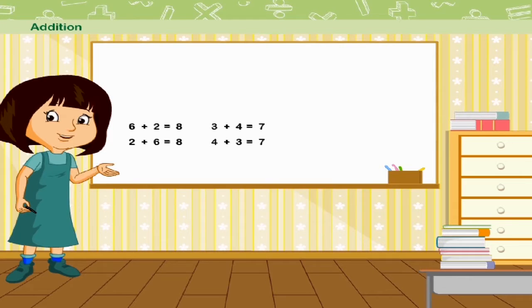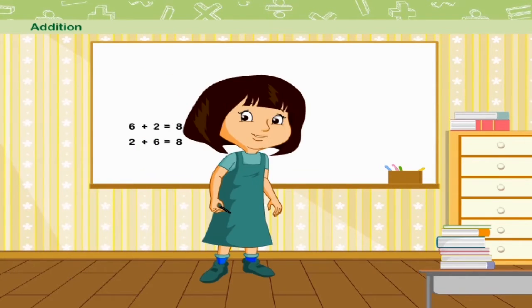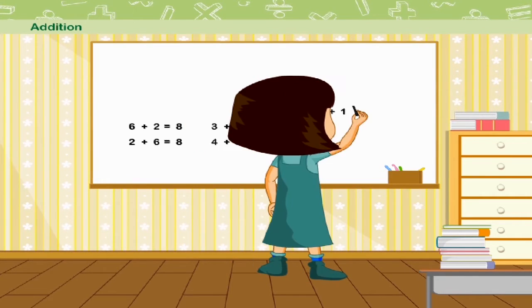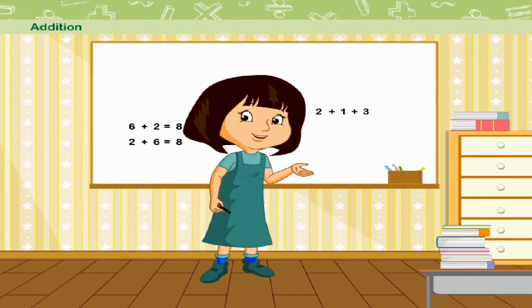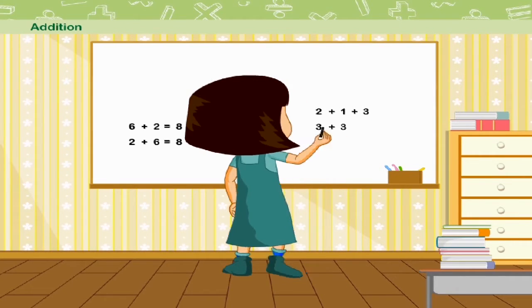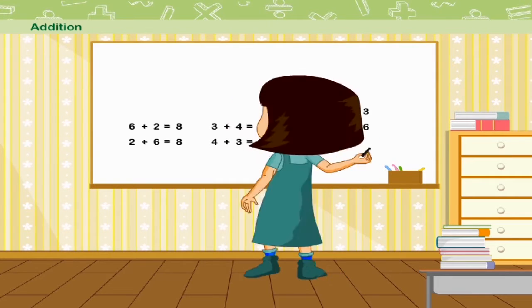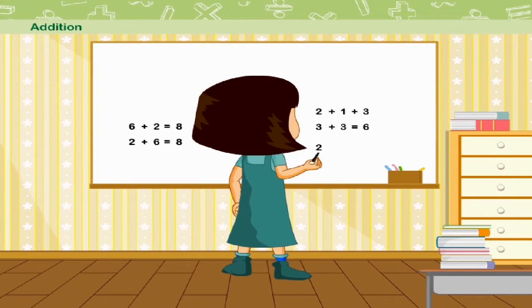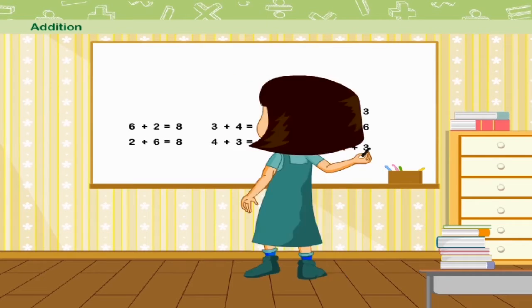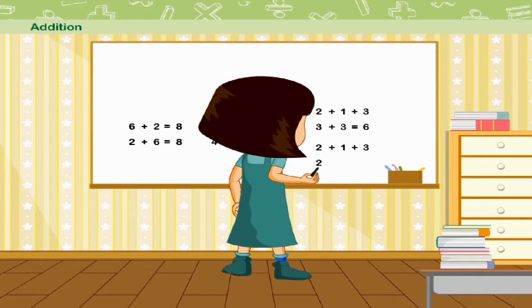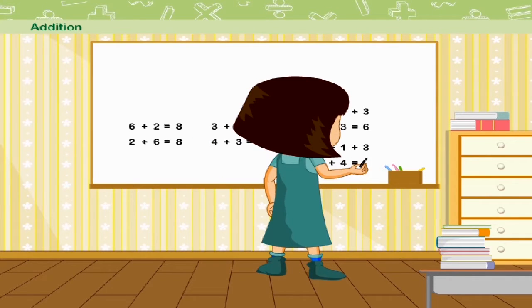Teacher Rita also says that while adding 3 numbers, we can add the first 2 numbers first or the last 2 numbers first. The sum will remain the same. Let us see this example. 2 plus 1 plus 3 is equal to 3 plus 3 is equal to 6. Also, 2 plus 1 plus 3 is equal to 2 plus 4 is equal to 6.